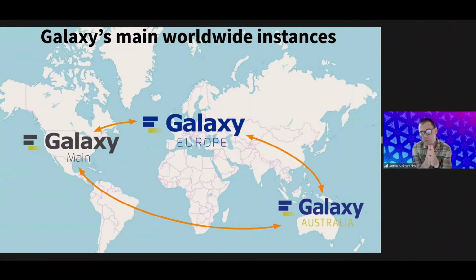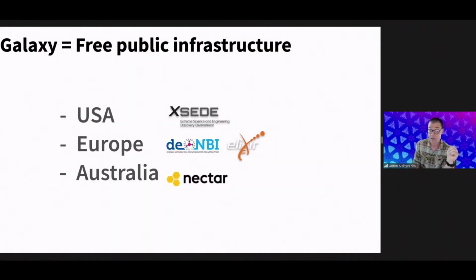And so I mentioned that Galaxy is software. So this software can be used to run Galaxy instances. These are actual websites where you go and analyze your data. There are many instances, but there are three big ones which operate in a large collaborative effort. So one in the US, one in Europe, and one in Australia. And they all rely on public clouds.